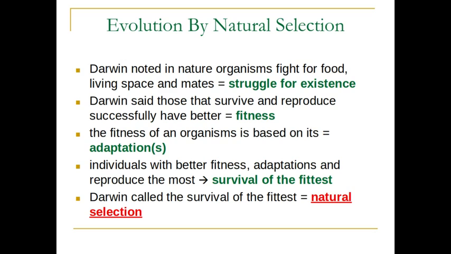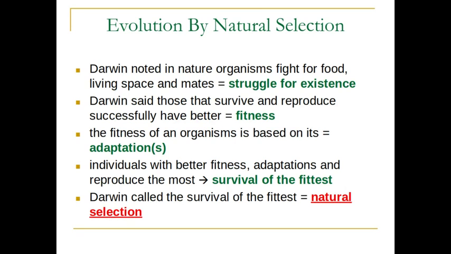And the fitness of an organism is based on what adaptations or variations that you have that make you better able to compete with other individuals in your environment. Individuals with better fitness that have the adaptations and variations to be able to survive better will be able to make more babies. They're going to produce offspring that are similar to themselves, and the population is going to gradually change over time. This is what Darwin referred to as natural selection.